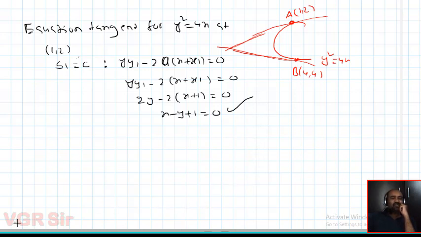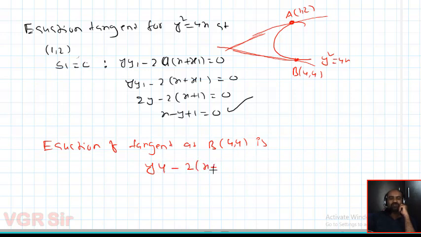Another one, the second one, you want to find. So I will write the equation of tangent at the point B, that is 4 comma 4. Same S1 equal to 0, that is 4y minus 2 times (x plus 4). You can cancel with the 2, so 2y minus (x plus 4) equal to 0. In other words, x minus 2y plus 4 equal to 0 is the equation of another required tangent.